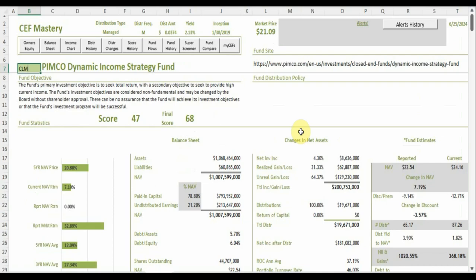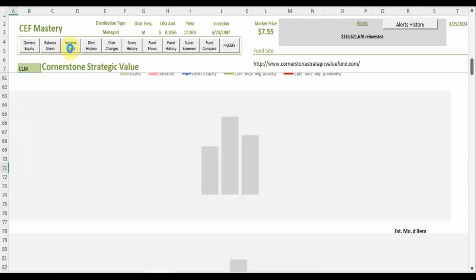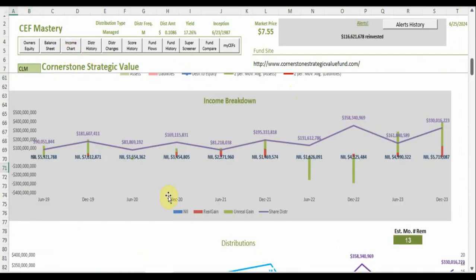If we head over to the income breakdown chart in closed-end fund mastery, you'll notice at the bottom of the chart, the blue box, which would represent the dividends received from those top 10 holdings we just looked at. If we look at the actual chart, you can't see any blue boxes because the net investment income from those holdings is so insignificant in relation to the shareholder distribution, it doesn't even register. Look at the most recent distribution. For December 2023, net investment income only amounted to $5.7 million of the total $330 million that was paid out.